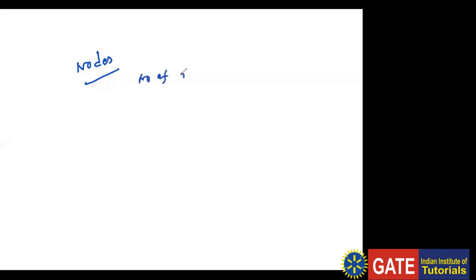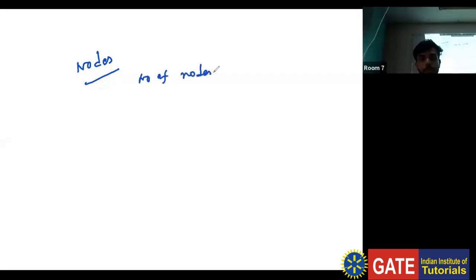Sir, could you repeat the definition? I'll repeat it. I said that an orbital is a 3D space where the probability of finding an electron is maximum. And a node is a 3D space or a point where the probability of finding an electron is least, or nearly equal to 0. That is called a node.